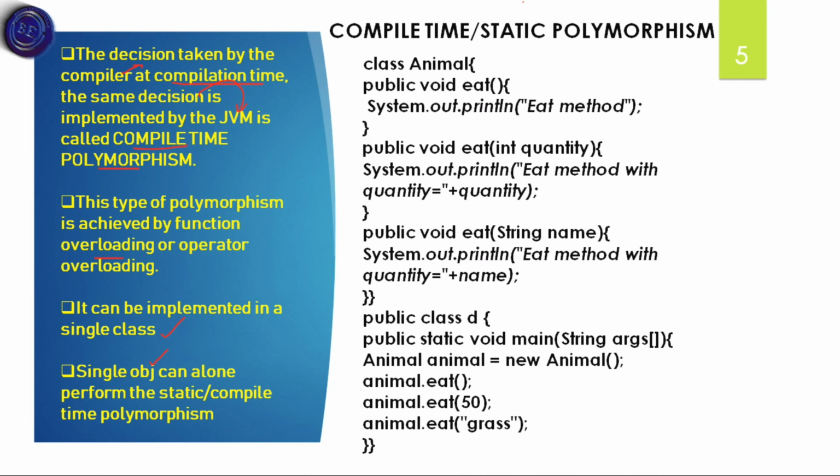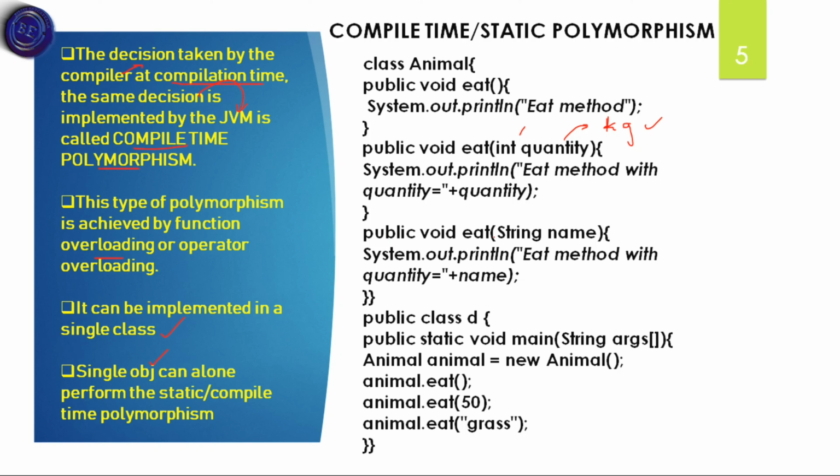Now let us discuss the example. Here I created a class named animal. The method in this animal is eat, so System.out.println eat method. Here I am creating another method, in which I am creating one parameter named int quantity. System.out.println eat method with the quantity that equals some quantity. Here quantity means some kg, so the animal eats some amount of the quantity. It is an integer type.